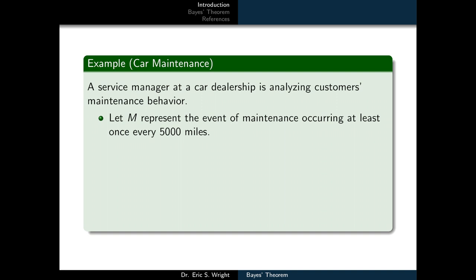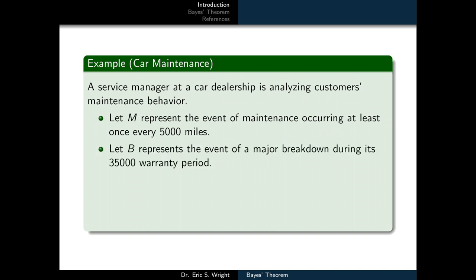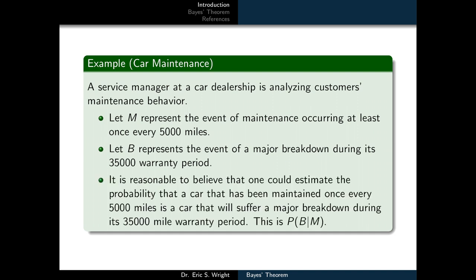So imagine that we have a service manager at a car dealership who is analyzing customers' maintenance behavior. Let's let M represent the event of maintenance occurring at least once every 5,000 miles. We'll let B represent the event of a major breakdown during the car's 35,000-mile warranty period. It is reasonable to believe that one could estimate the probability that a car that has been maintained once every 5,000 miles is a car that will suffer a major breakdown during its 35,000-mile warranty period. This probability would be P of B given M.